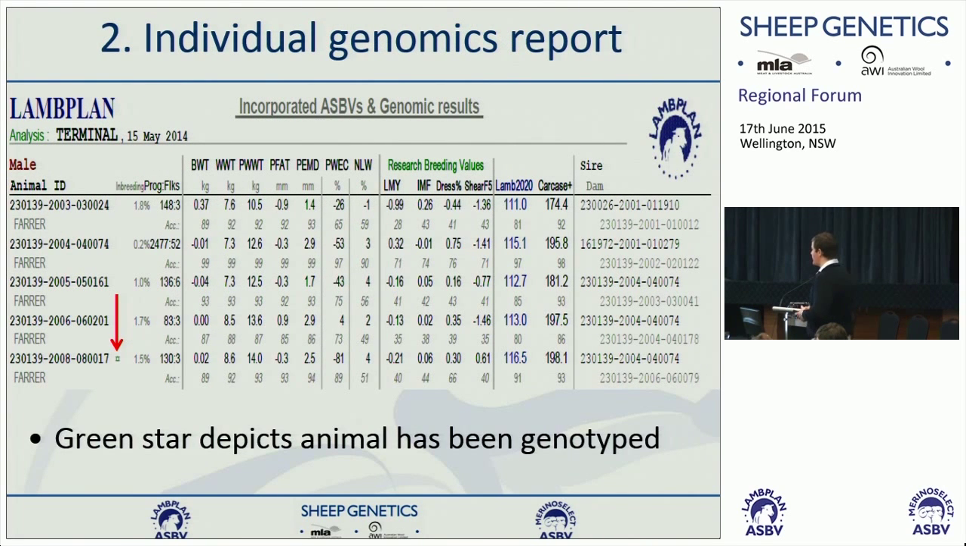Okay, the second report that you'll see is a genomics report. This little green star here that you can just see denotes that it's been genotyped, and you will also see some animals here showing in an RBV report that have not been genotyped, and that may be because they've been used or their progeny has been sampled enough times that we're confident enough to give that sire an RBV. So research breeding values over here, we've got lean meat yield, IMF, so intramuscular fat, dressing percentage and shear force.